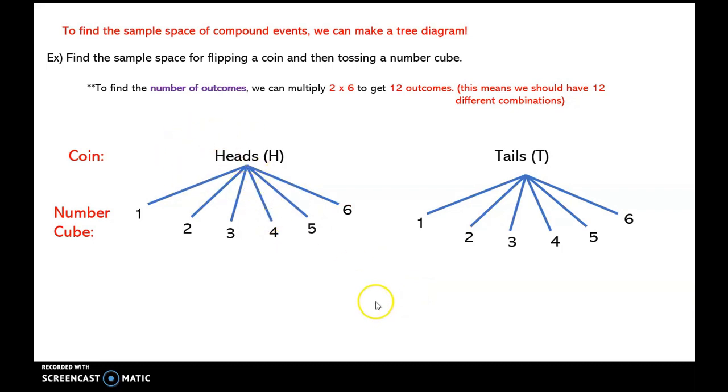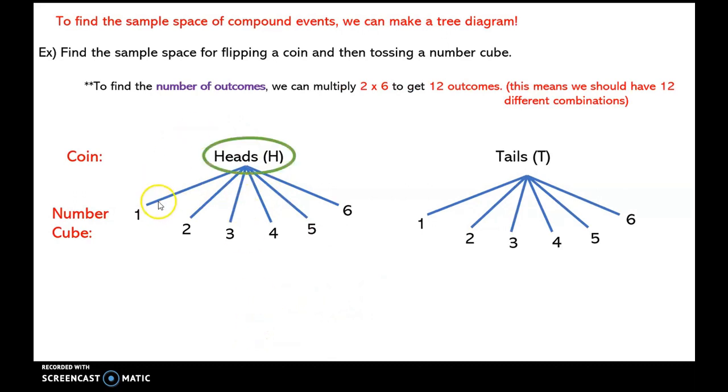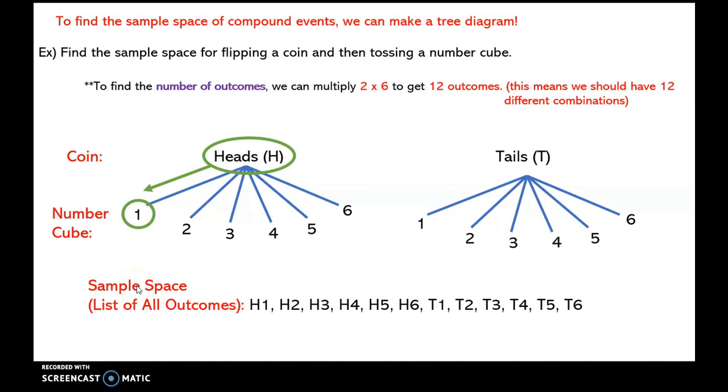Now if I wanted to list all the samples out, or the combinations, all we need to do is follow the branches of the tree. So heads and then 1. That means that's heads 1, and then we do the same thing for everything else. So this one means heads 2, heads and the number 3, heads and the number 4, and so on. Now if you look closely, this is 12 different outcomes, which matches what I have over here.